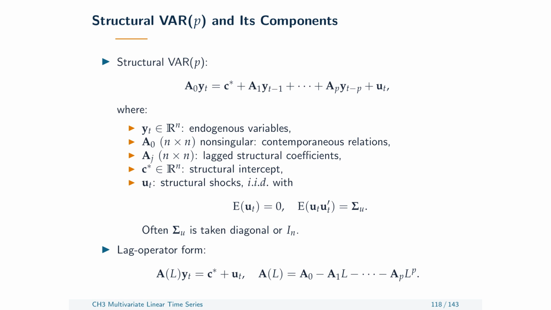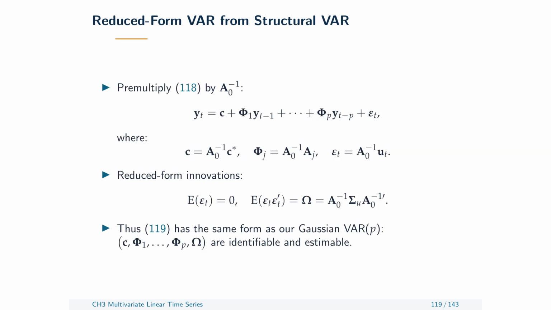In structural form, a non-singular contemporaneous matrix multiplies current Y. Lagged Y terms appear with structural coefficient matrices, and an orthogonal shock vector enters each equation. Pre-multiplying by the inverse contemporaneous matrix produces the reduced form VAR and links reduced form forecast errors to structural shocks.